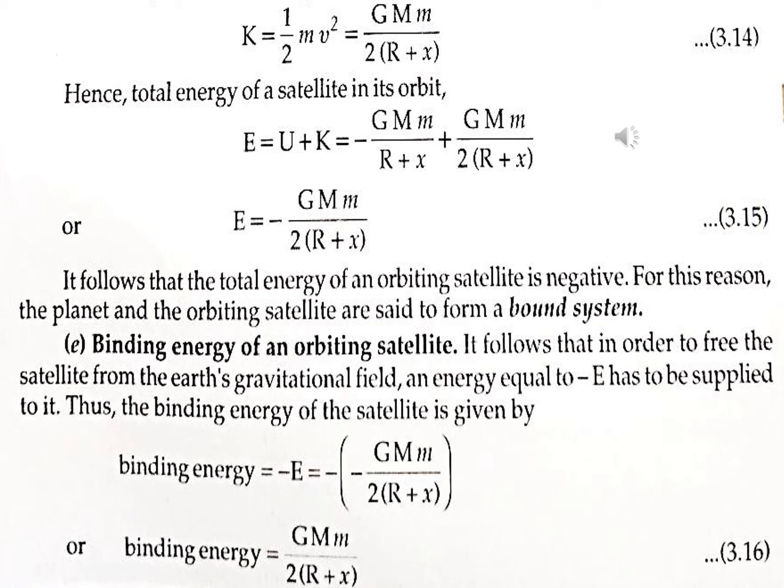Radius of the orbit is r plus x, where r is the radius of Earth and x is the distance of the satellite from the surface of the Earth. So the total energy is equal to minus G M m upon 2 times r plus x. It follows that the total energy of the orbiting satellite is negative. For this reason, the planets and satellites in orbit are said to form a bounded system.